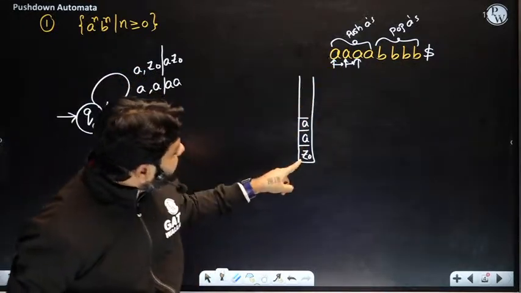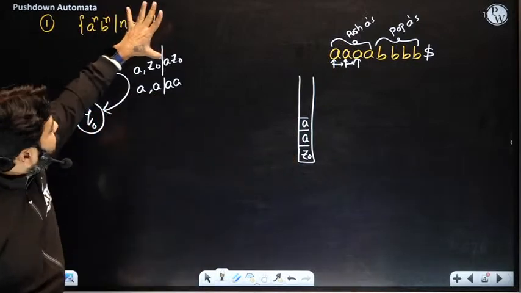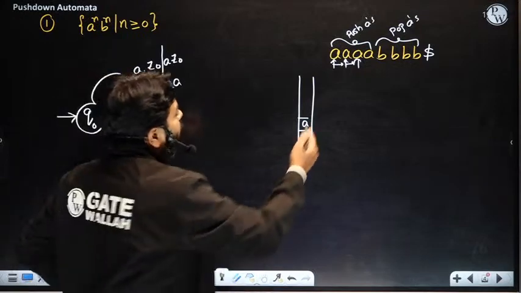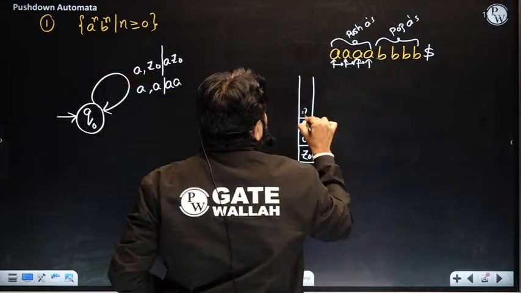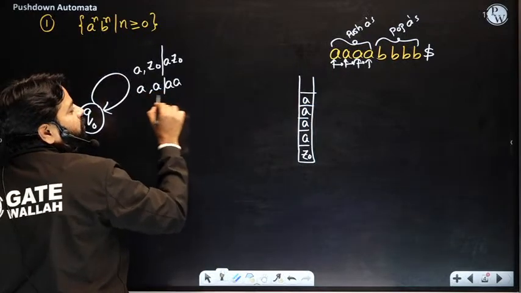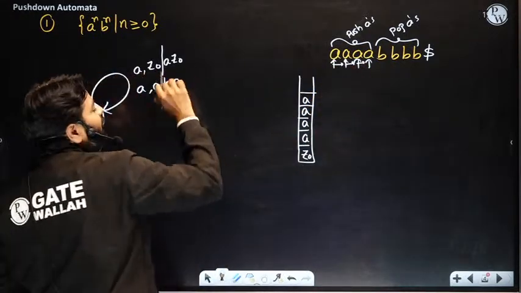Only the first A is seeing the Z0. So this transition will be for the first A, and this transition for the remaining A's. Now these 4 A's will be pushed onto the stack one by one. This transition will help to push 3 A's, and the first one will help for 1 A.